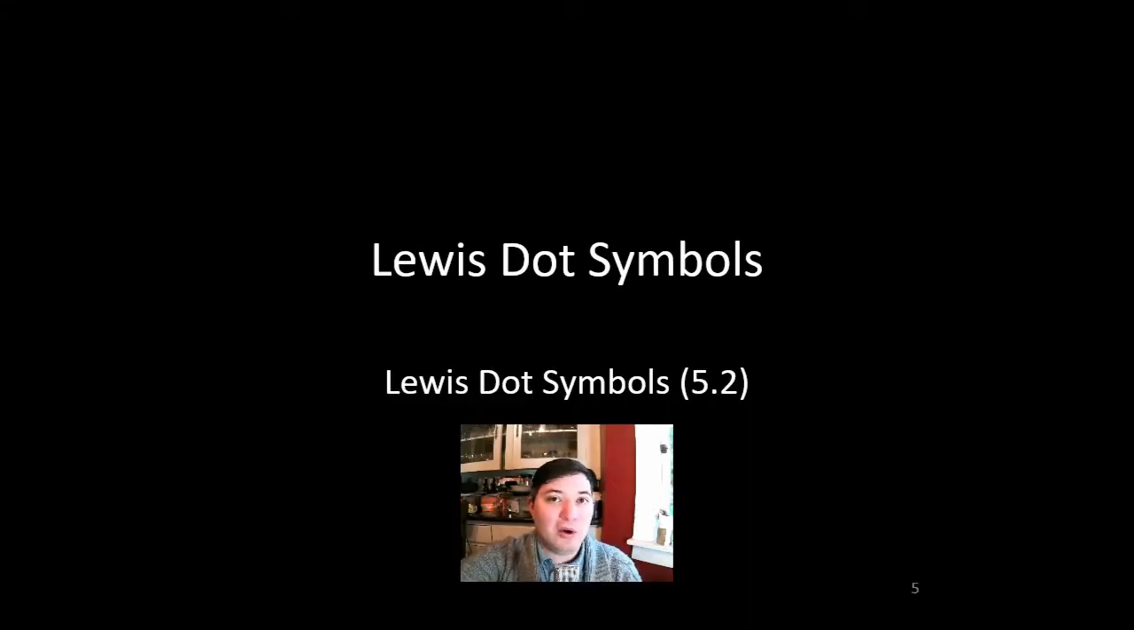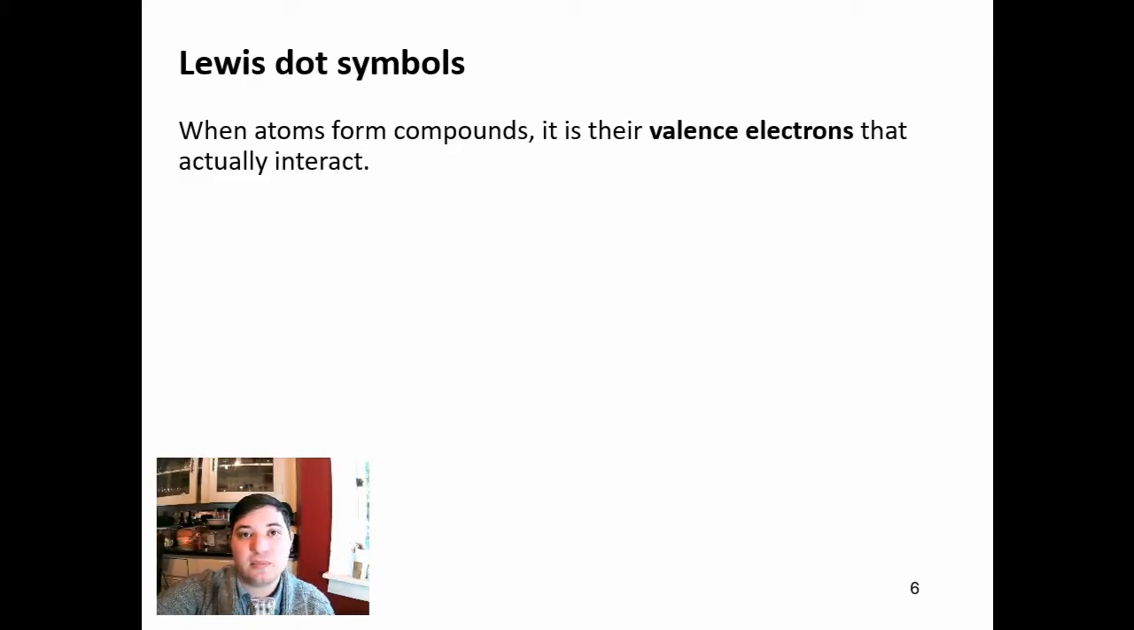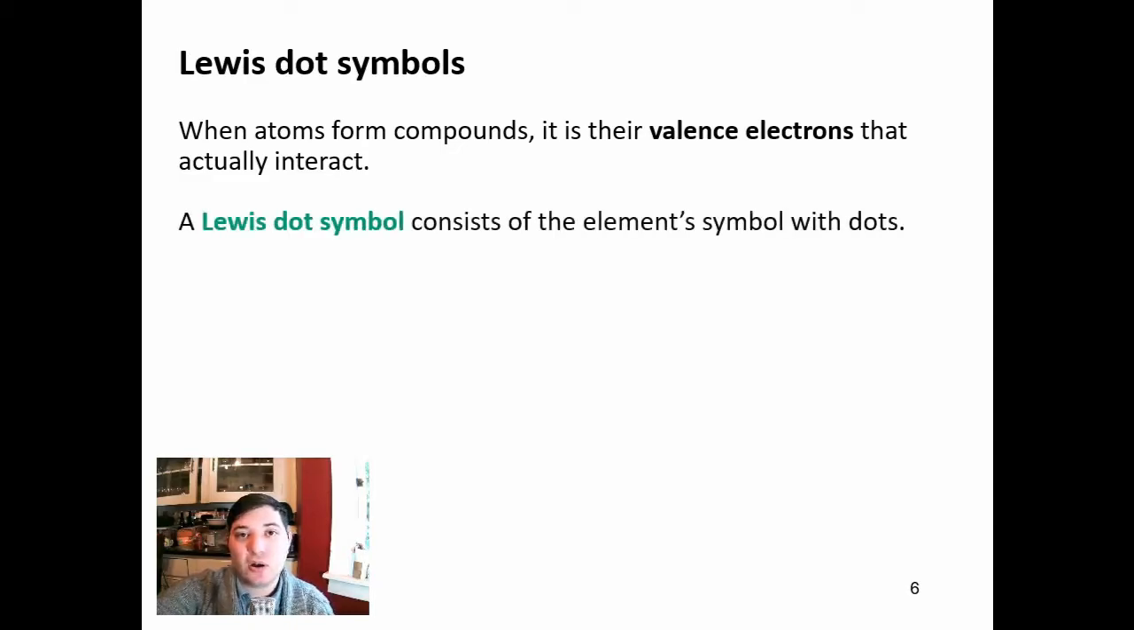Because we care about our number of valence electrons for bonding behavior, it will be very useful to look at what we call Lewis dot symbols. Lewis dot symbols are really useful because all they do is show the number of valence electrons while ignoring the number of core electrons, and each valence electron is represented as a dot.